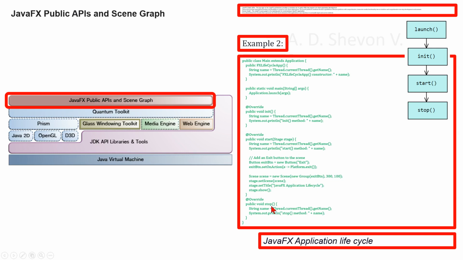Stop. This method is called when the application should stop and provides a convenient place to prepare for application exit and destroy resources. The implementation of this method provided by the application class does nothing. Note, this method is called on the JavaFX application thread.